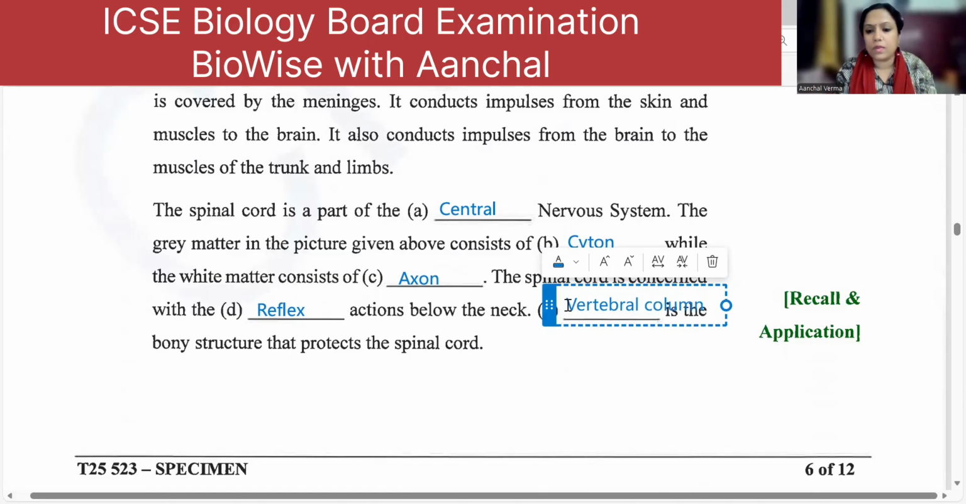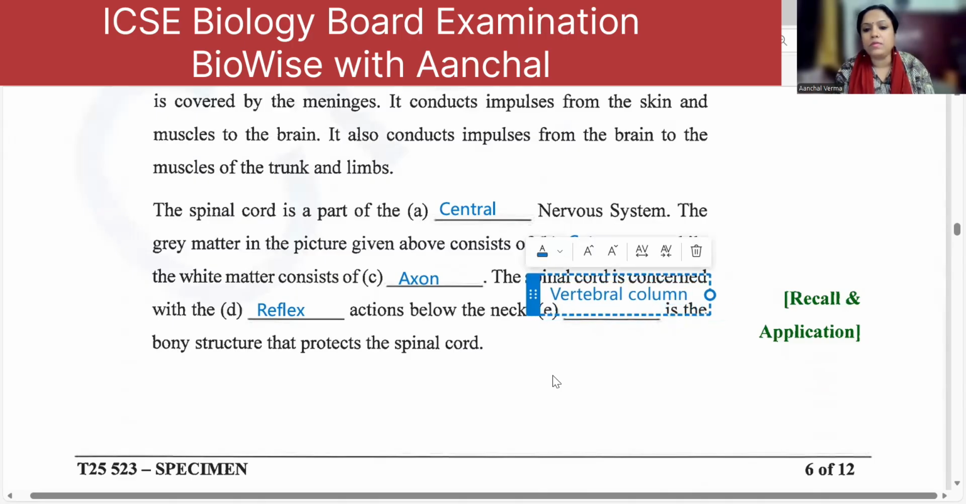Vertebral column. Okay? This is your answer. I hope the answers are okay. Any doubt, put it in the comment section. I may also be wrong, children, okay? Because I'm solving so many papers together, there are chances that I may go wrong. So you are there to find out the mistake and put it in the comment section.